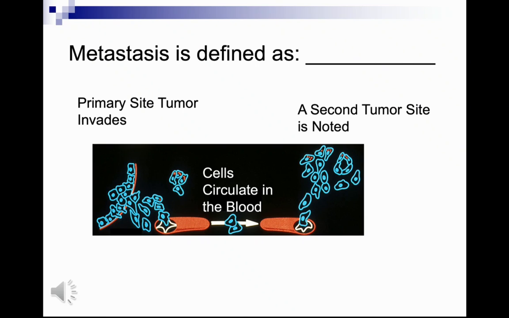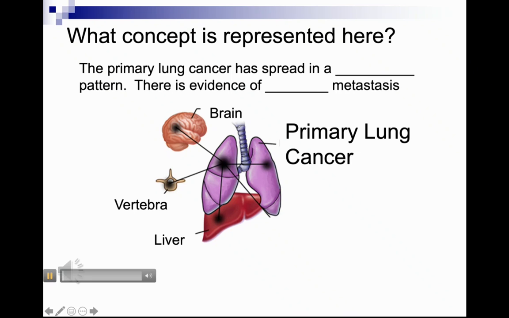And how is cancer defined? A second tumor site is noted, totally separate from the primary site. What concept is represented here? Primary lung cancer has spread in a predictable pattern. There is evidence of distant metastasis. And again, how did we know the primary lung cancer was there? The result of biopsy.